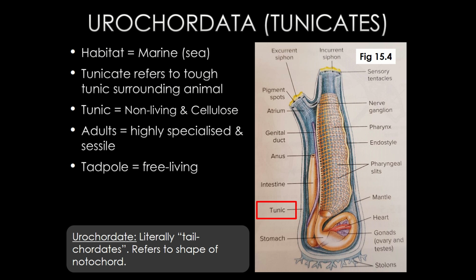It's a jacket or something you put over you. So the tunicates, the Urochordata, they've got this covering around them. That's where the word comes from. They're marine in origin, they all occur in the sea. It refers to this tough tunic surrounding the animal, hey?